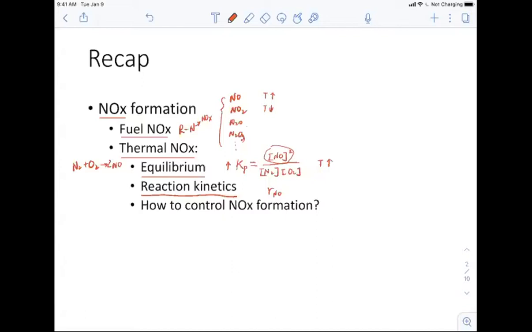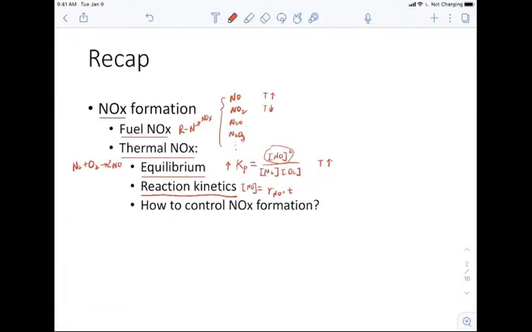So if you think about the NOx formation, right? We said that the higher the temperature, the more NOx is going to get formed. This is because of the chemical equilibrium and because of the reactant kinetics, right? So if you calculate the nitrogen monoxide concentration, it should be the reaction rate multiplied by time. So that's why if you increase the time, you're also going to get more NOx, right?